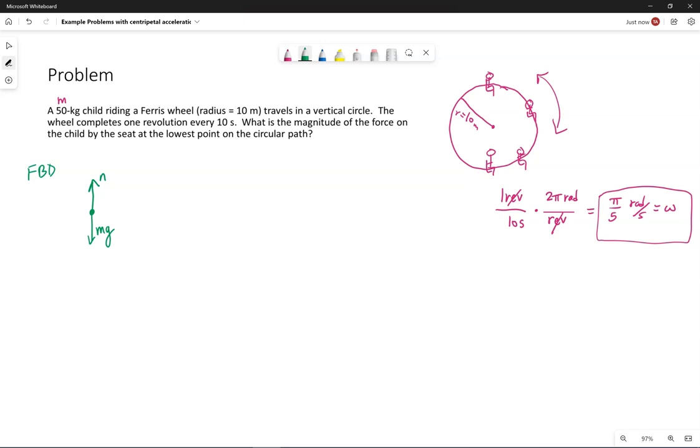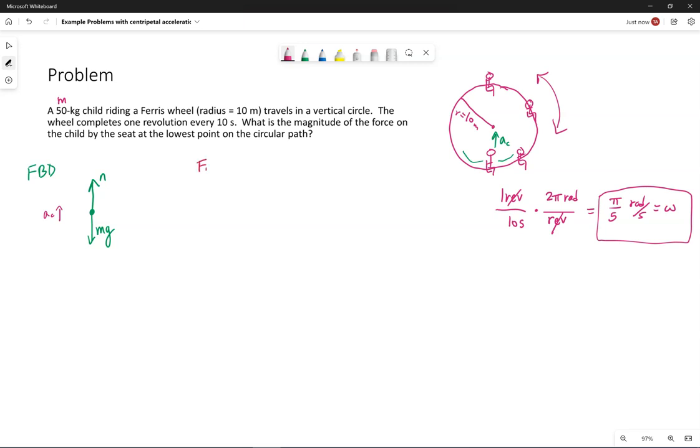We know they cannot be equal in this case because the child is going through circular motion. Their direction is going to change. So because they're following a circular path, they do have a centripetal acceleration. That centripetal acceleration always points towards the center. So when they're at the bottom, that centripetal acceleration points upwards. So the net force must point upwards. That's going to mean the normal force is bigger than the force of gravity.